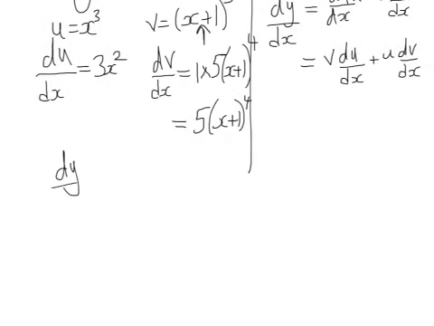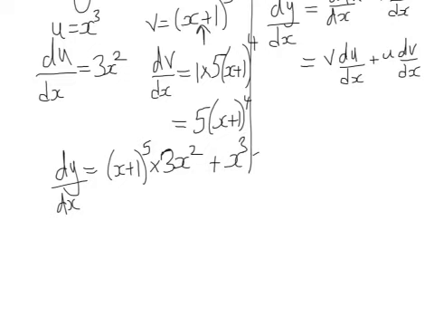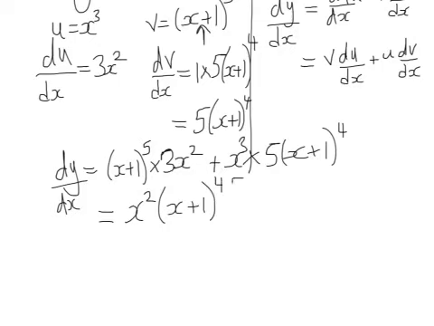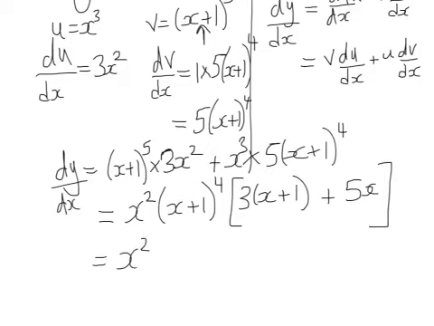So I'd have dy by dx equals (x plus 1) to the power of 5 multiplied by 3x squared plus x cubed multiplied by 5(x plus 1) to the power of 4, which, if I take out common factors, is x squared, (x plus 1) to the 4, times by 3 times (x plus 1) plus 5x, and that simplifies down to x squared, (x plus 1) to the 4, multiplied by (8x plus 3). And that would be the derivative of my function y.